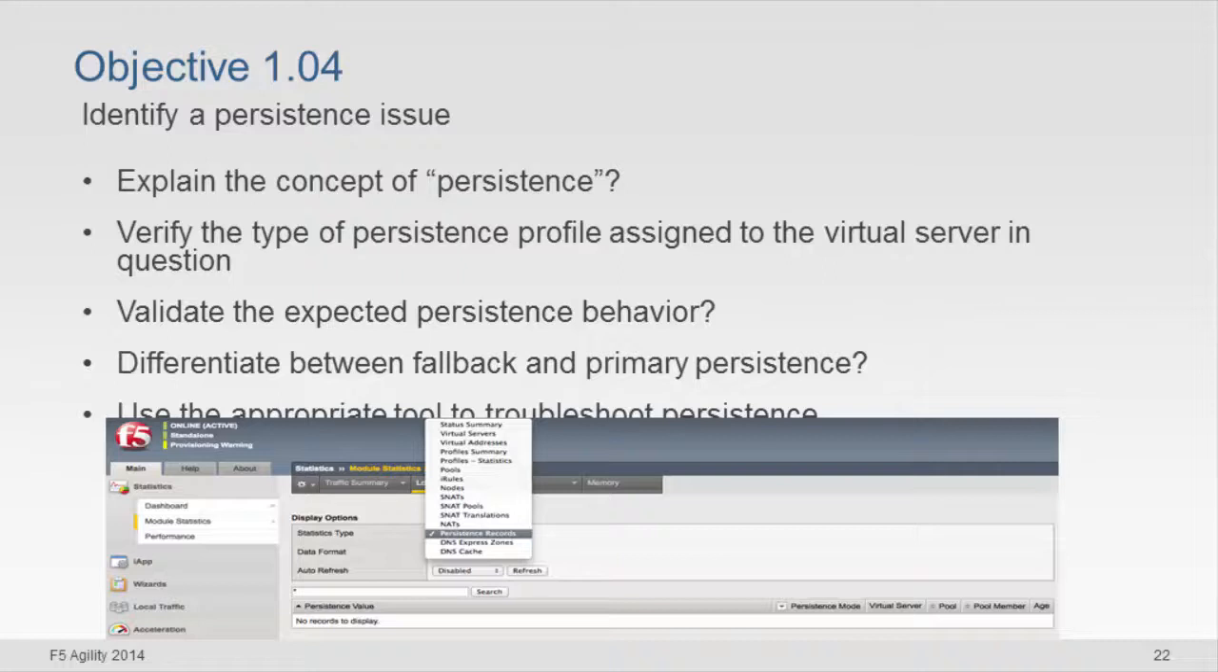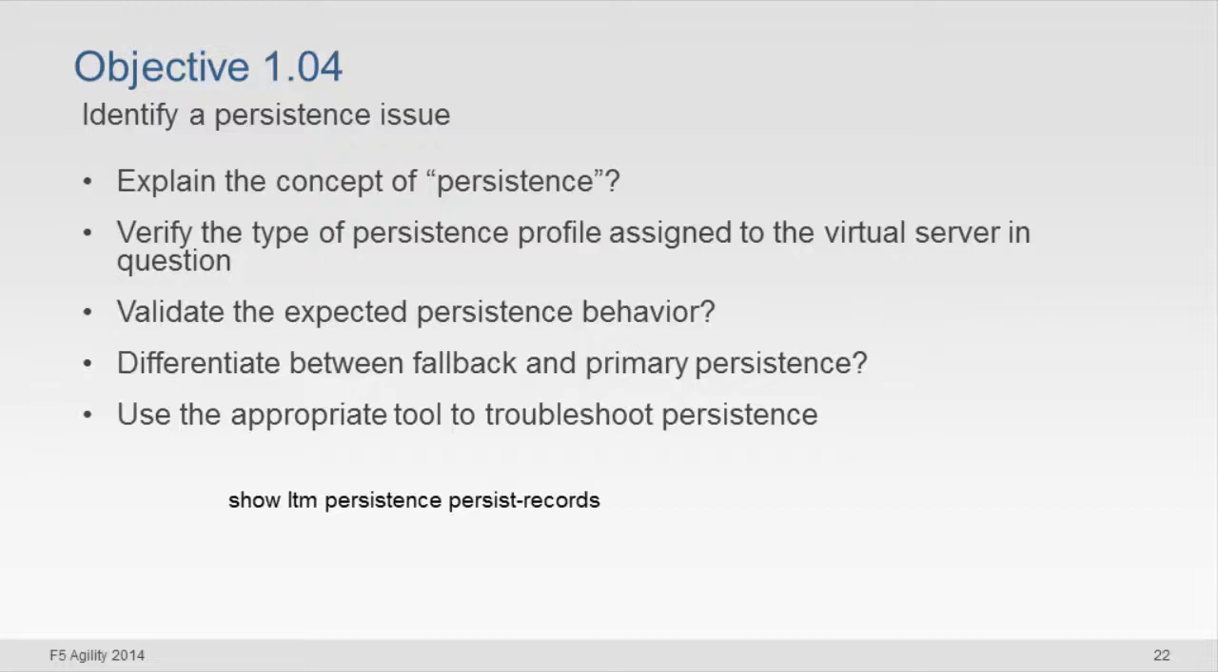What you're going to do once you're in Statistics is go into Statistics Type and choose Persistence Records, and it's going to show you all of the persistence records on the local machine. You can also do this at the command line by running show ltm persistence persist-records, and it'll show you the same exact table that you would see in the GUI.